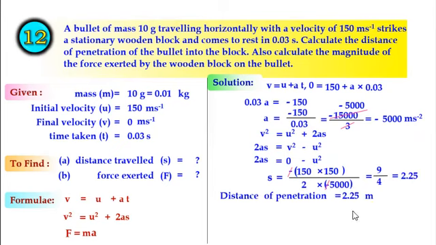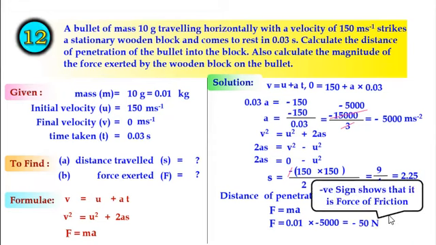The distance traveled. Now one more question is also left. Force. Force is equal to mass into acceleration. Force is equal to mass, m is how much? 0.01 kg into acceleration is 5,000 minus, that equal to minus 50 newtons. Is it clear? So this negative sign indicates this force of friction means opposite force.